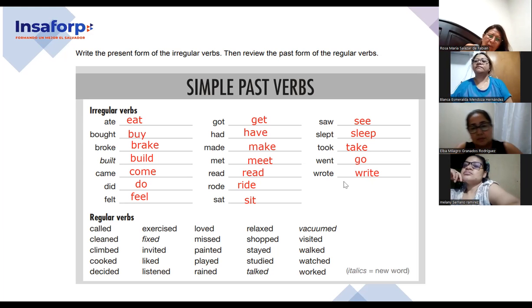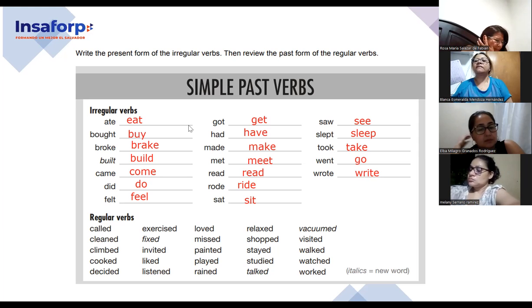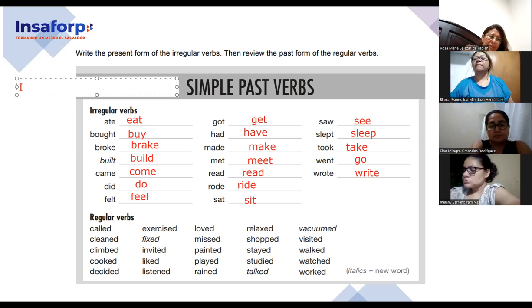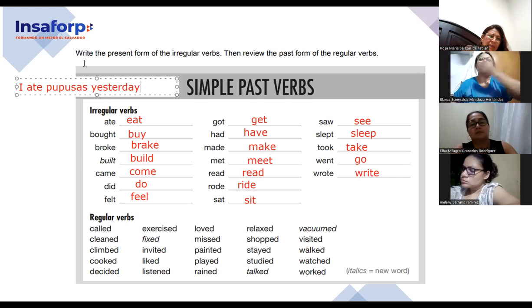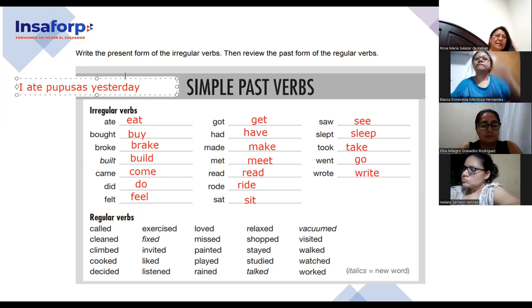Okay? So this is the way we pronounce these verbs. This is the present version in red, and this in black is the past tense. So you can use these verbs to make sentences to talk about the past. So you can say, I ate pupusas yesterday. Okay, right? This is about the past.